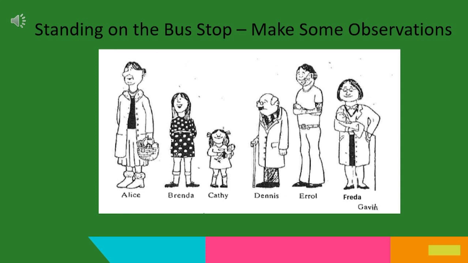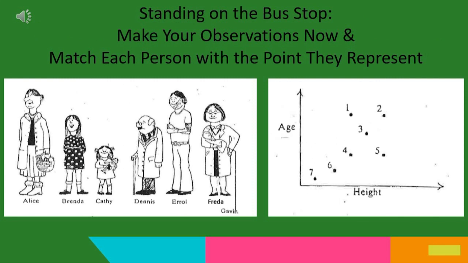So what does that tell you as it relates to the 7 points that we looked at a few moments ago? That's right. If I were going to represent Gavin in relationship to the other 6 people, he would be represented by the point that's closest to the origin. Now, I've mixed these up just a little bit, but let's look back at our graph and see if you're able to match each of the 7 people here with the 7 points represented on our quadrant 1 graph.